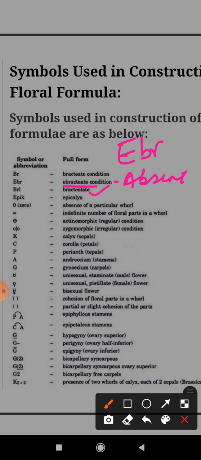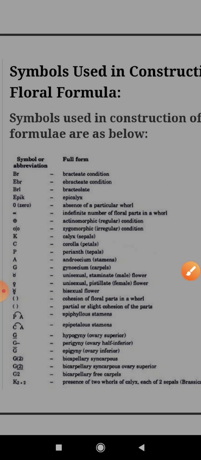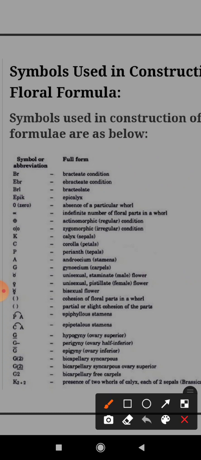If it is bracteolate, then BRL, right? If epicalyx is present, then this. Generally, when you study the floral formulas, this epicalyx will not be used. Now if a particular whorl is absent, then we put a 0, right?